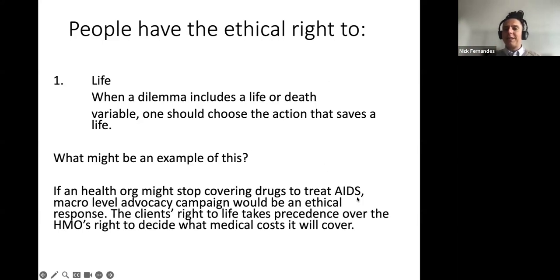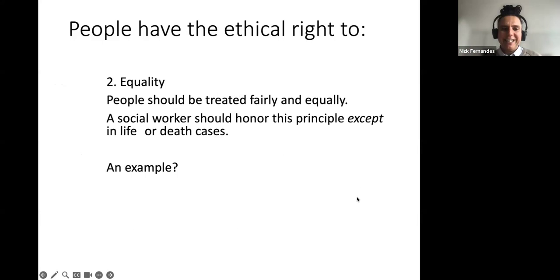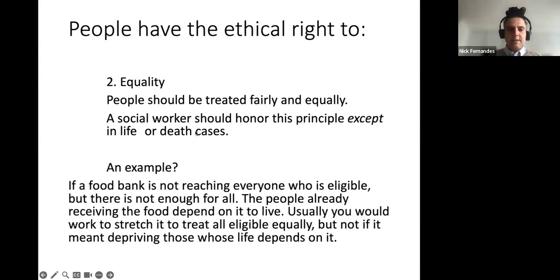All right, let's go on to something that's slightly more blurry, and I'm going to ask you to give me an example of this. People have the ethical right to equality. What this means is that people should be treated fairly and equally. A social worker should honor this principle except in life or death cases. So obviously, when it's between life and equality, you choose life. When it's equality and anything below it, you have to choose equality. Give me an example of when you would choose equality over one of the rights below it.